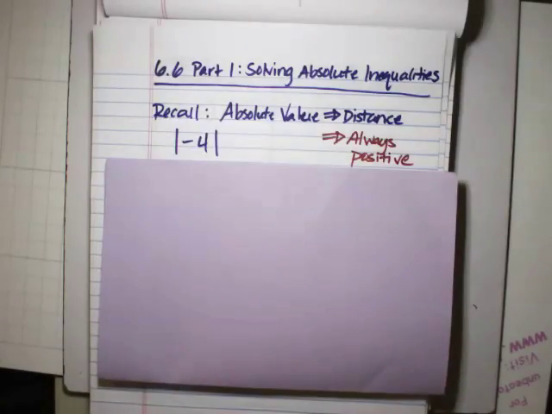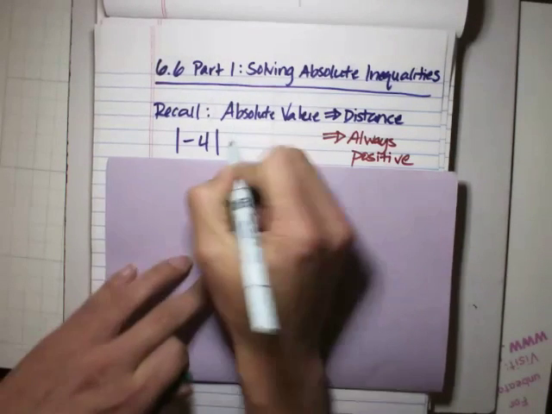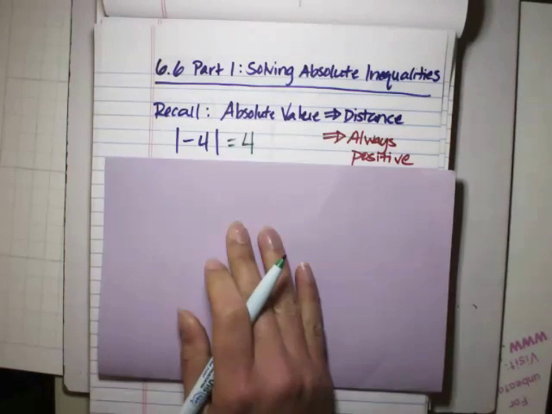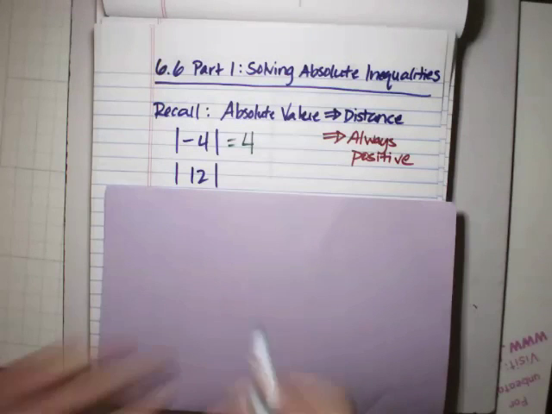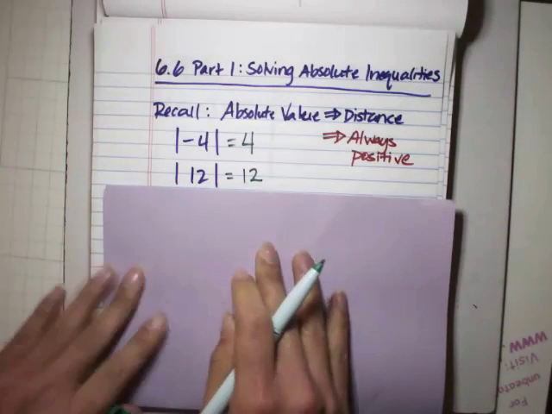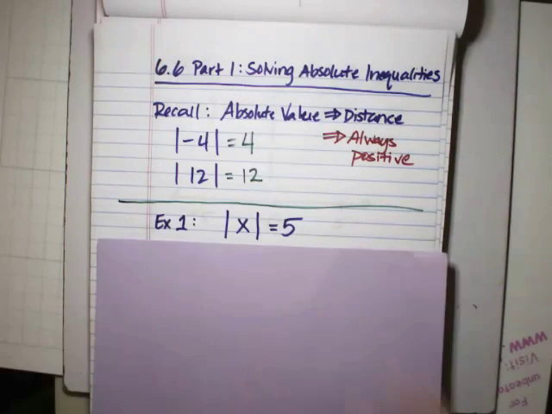So if we look at the absolute value of -4, we can remember that that is always positive, so that has to equal 4. The same goes for 12. Absolute value of 12 is 12. It's always positive. Okay? So we're going to extend that idea to solving when you don't know what the value would be.